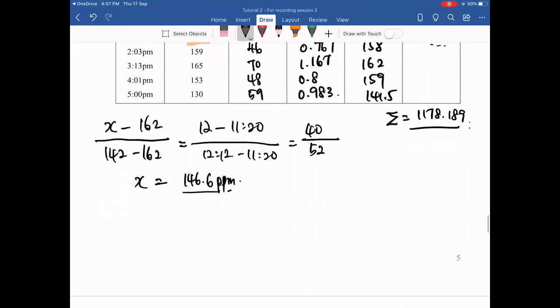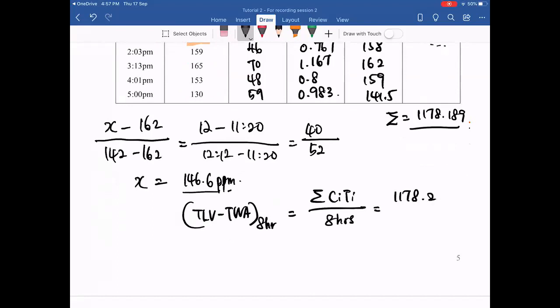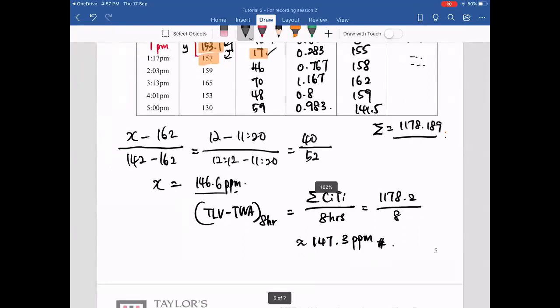So your TWA calculation for 8 hours is the total of CiTi over 8 hours, which is 1178.2 over 8. Roughly you get 147.3 ppm. Okay, so this is how you calculate the 8 hours TWA exposure level.